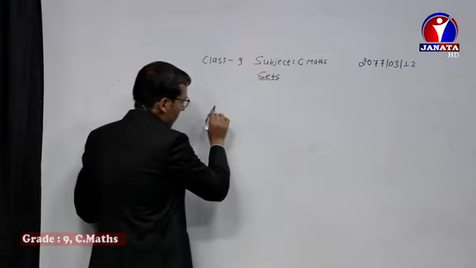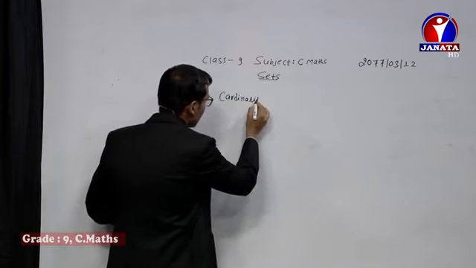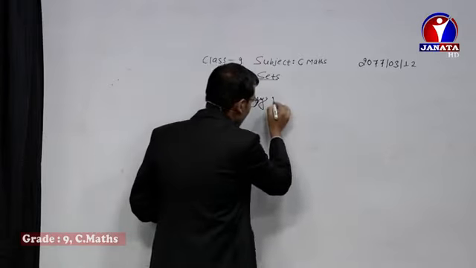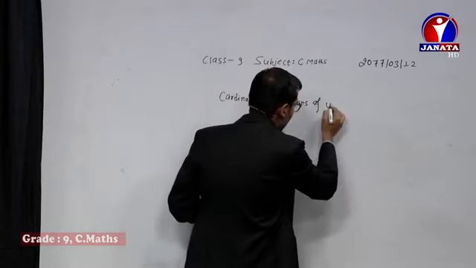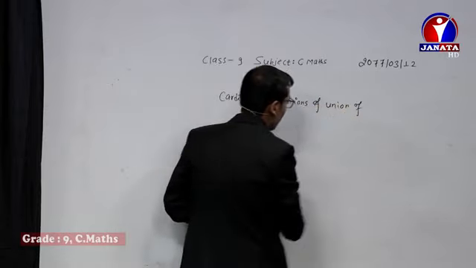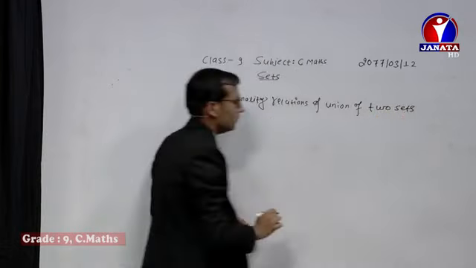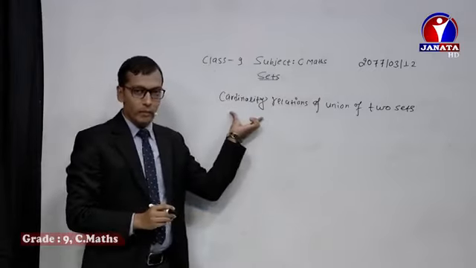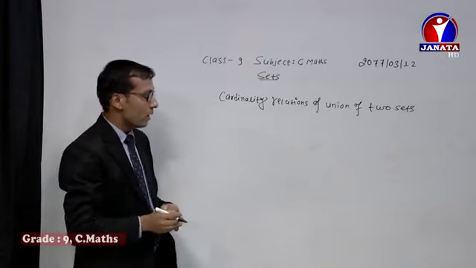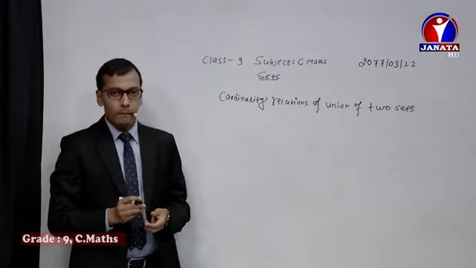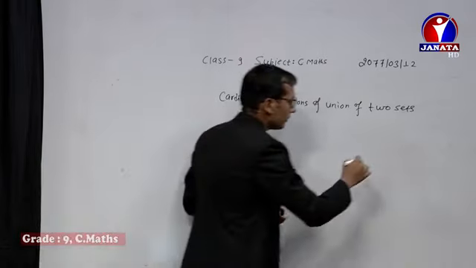So today's objective is cardinality relations of union of two sets. This is today's main objective of the class. I'm going to discuss this with the help of a Venn diagram. So let me draw the diagram.